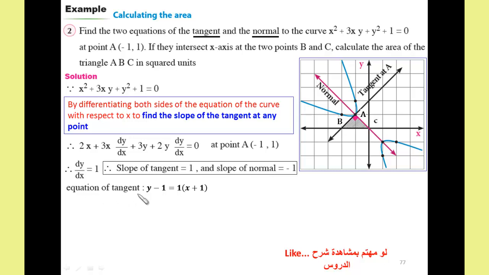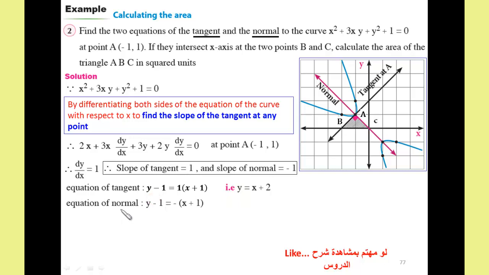Equation of the tangent is y minus y1 equals the slope, which equals 1, multiplied by x minus negative 1, so x plus 1. So its simplest form is y equals x plus 2. It is the equation of the tangent.